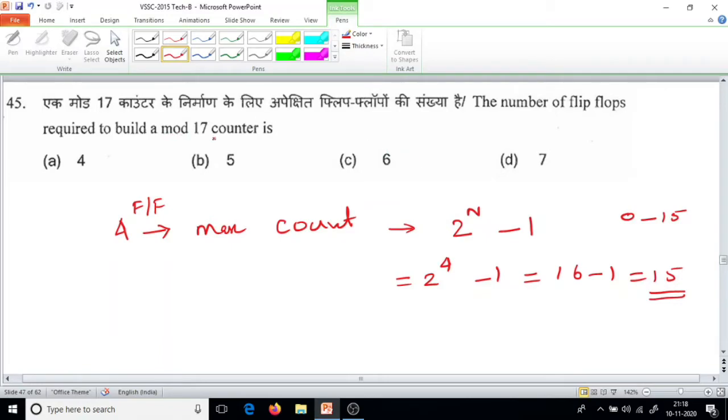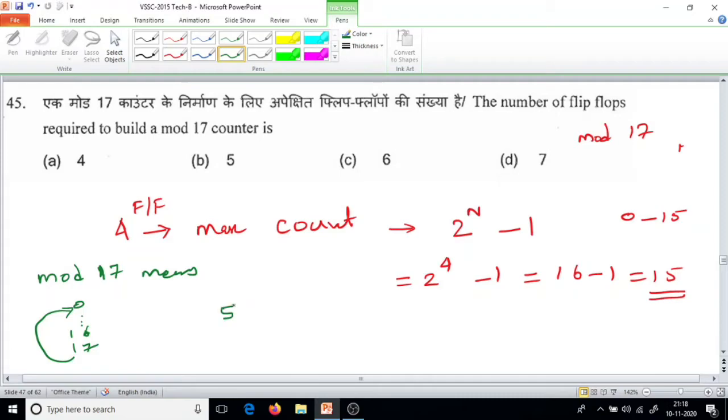But we need a mod 17 counter. Mod 17 means it will count from 0 to 16. Once it reaches 17, again it will go back to 0. It won't go to 18. So using 4 flip-flops we can't make it.